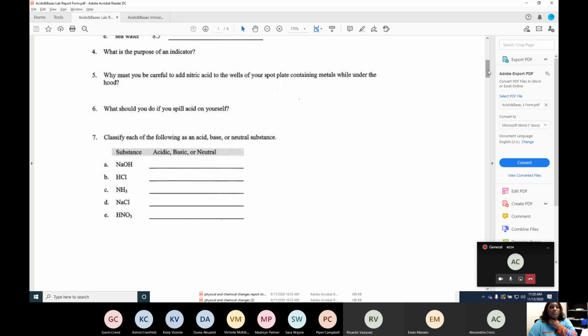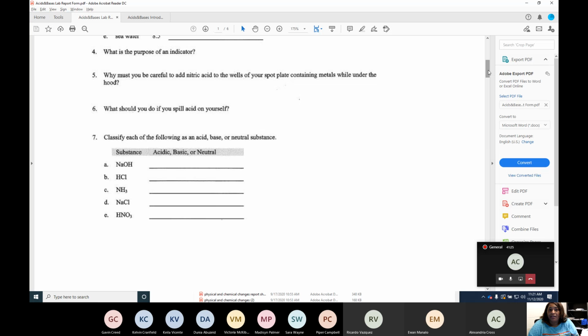However, if we were using nitric acid, and if we were actually in the lab, then we wouldn't want to do those reactions at our desks or at our bench tops. We would want to take the spot plate and add the nitric acid to the common substances underneath a fume hood. And the reason why is because of the toxic gases that could possibly be a product.